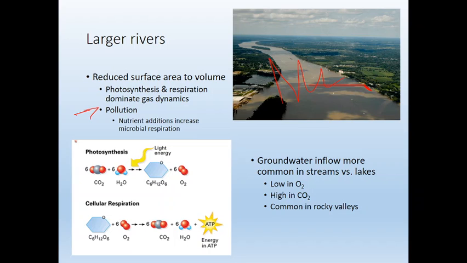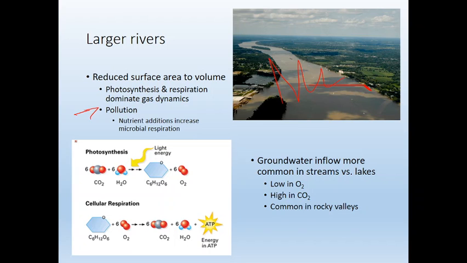What we see then, whether we're talking about a big river or a small river, I guess, is that groundwater is going to be more important from small up to medium-sized rivers. Groundwater inflow is much more common in streams than it is in lakes. With lakes, the water flow is kind of at equilibrium, so you don't have a net transport of groundwater into the lake. I mean, you could have springs feeding into a lake, but that's less common.